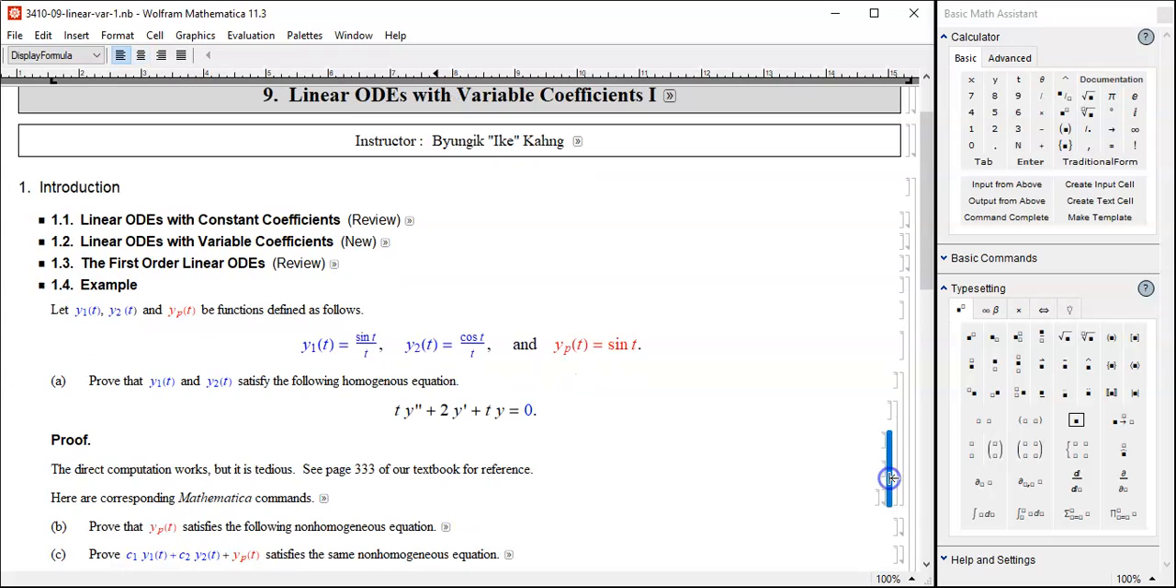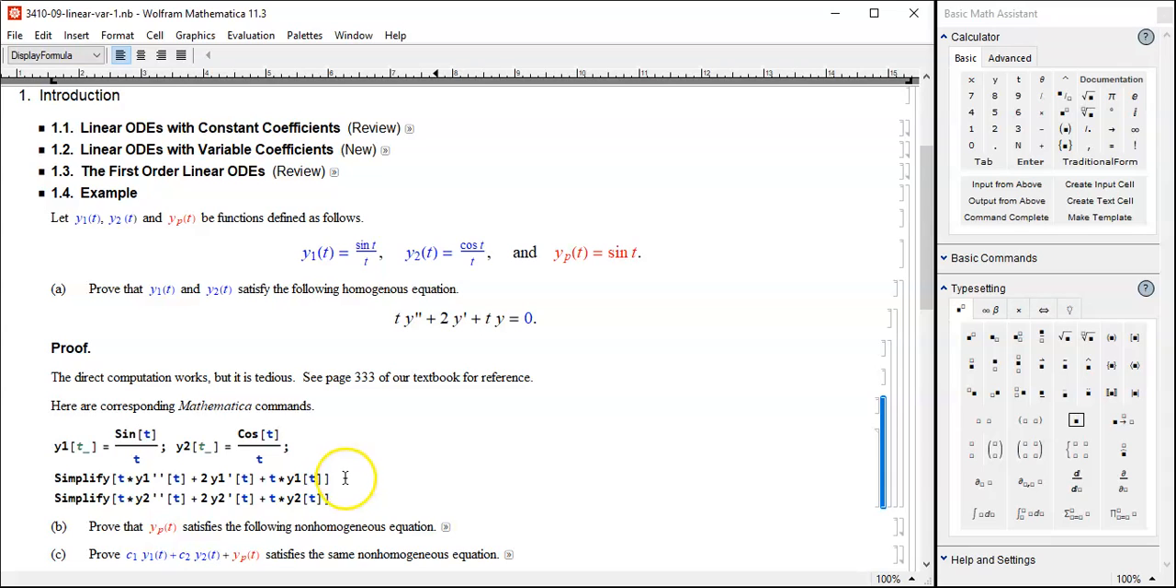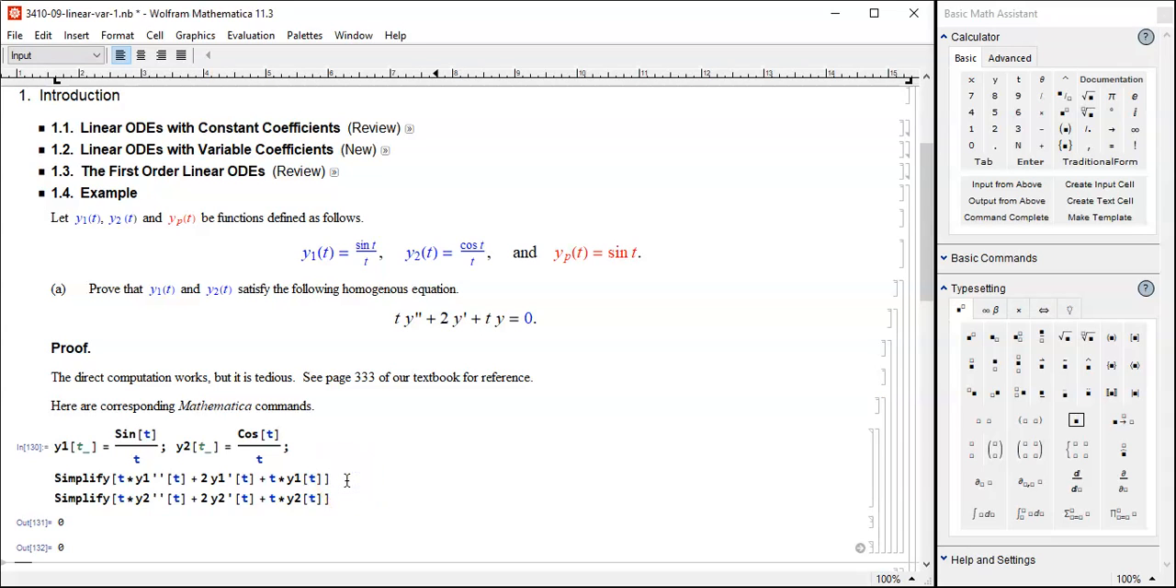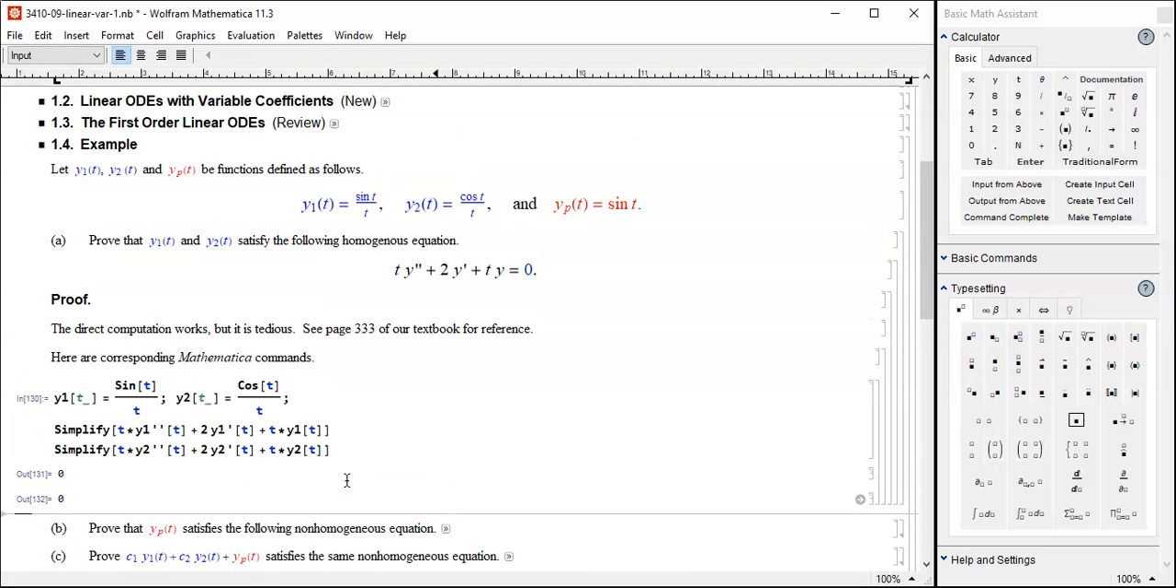How do you do that? Of course, I do not recommend paper and pencil computation because it's elementary but messy. Here's a Mathematica command. Indeed, it works out. y1 is this, y2 is that, okay? And then what is this line here? It's the left-hand side of this original ODE for y1. And then ask Mathematica to simplify. Do you get 0? Yes, indeed. Same for y2.